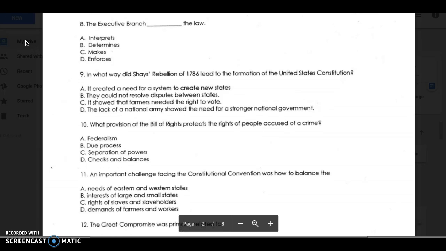Number 9. In what way did Shays' Rebellion of 1786 lead to the formation of the United States Constitution? A. It created a need for a system to create new states. B. They could not resolve disputes between states. C. It showed that farmers needed the right to vote. Or D. The lack of a national army showed the need for a stronger national government.